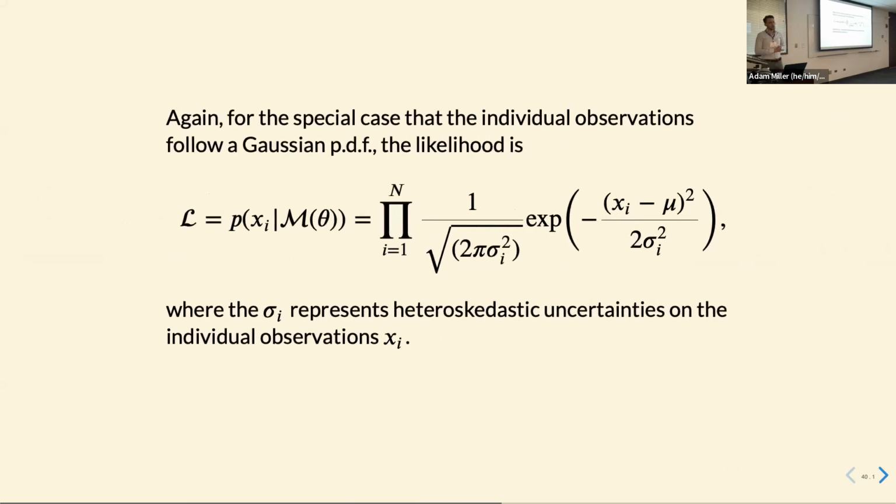Okay. So again, for the special case where all of our uncertainties are described by Gaussians, the likelihood is then equal to the product of this normal distribution equation here. Okay, so we're just multiplying all of those probabilities together, with observations x sub i, so I make many different observations, and uncertainties sigma sub i. All right.